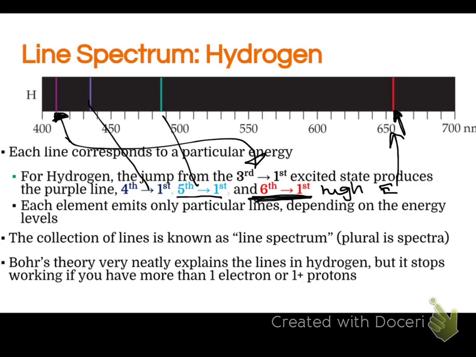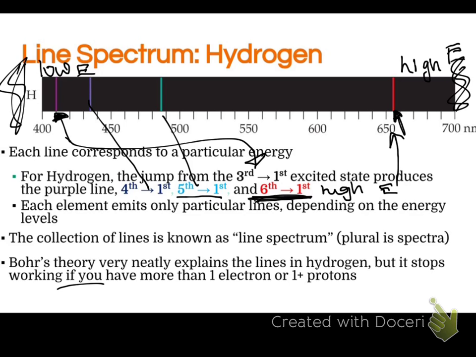Now, there are other lines. There are other energies out past 700 nanometers and before 400 nanometers. So lower energy and higher energy, respectively. But we can't see them with our eyes, even with instruments. We can't perceive UV or infrared light. So the other transitions, such as between, say, the 2nd and 1st orbits, or maybe the 7th down to the 1st, we can't see any of those. We can only see the ones that happen to fall in the 400 nanometer to 700 nanometer range.